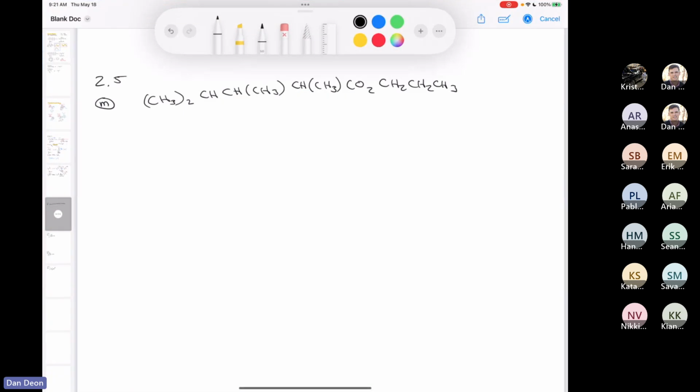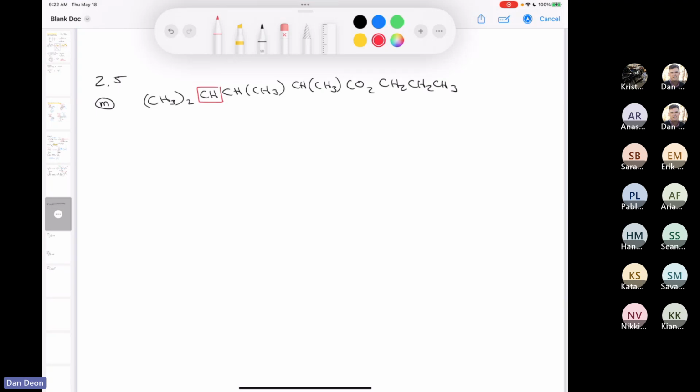Okay, so the first question that we wanted to look at is 2.5M, this big, long monstrosity of a compound here. And anyhow, you can start by tallying up the number of carbons, maybe. I don't know. There's a bunch of different ways you could approach this. But what I'm going to do is start with this methine here.